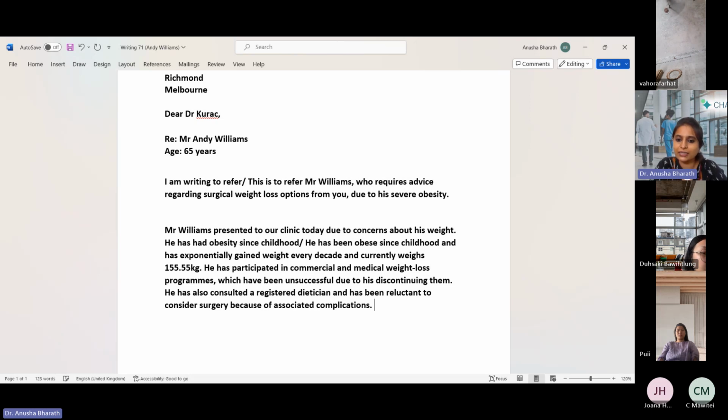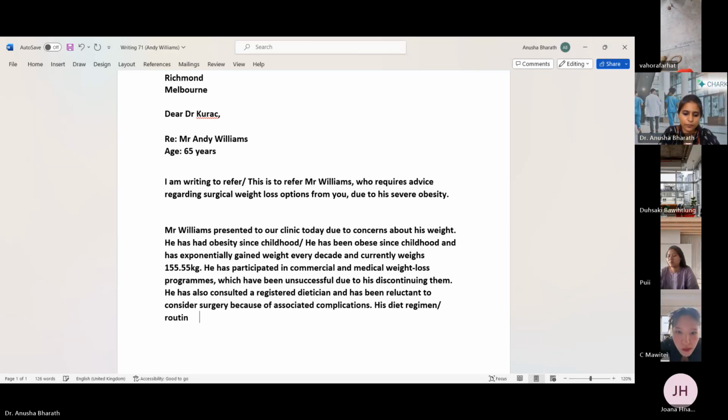We'll talk about his dietary pattern. What does his diet look like? His diet regimen or routine. You can say his diet routine includes. What does it include? 3 meals per day. This is in the second paragraph only. That is why I'm using the pronoun he. If it was a different paragraph, I would have used the name of the person, isn't it? Yes, continue the second paragraph.